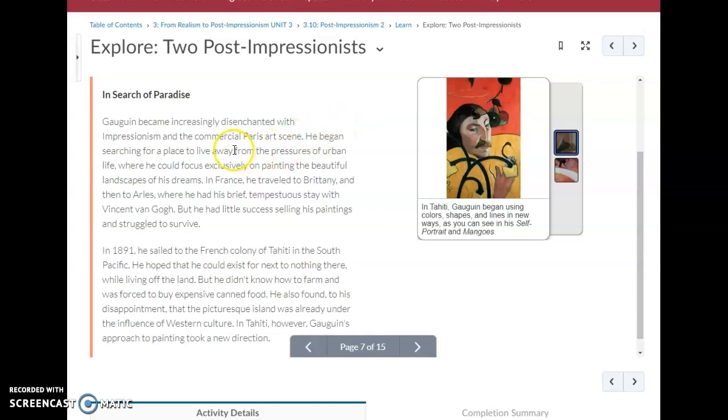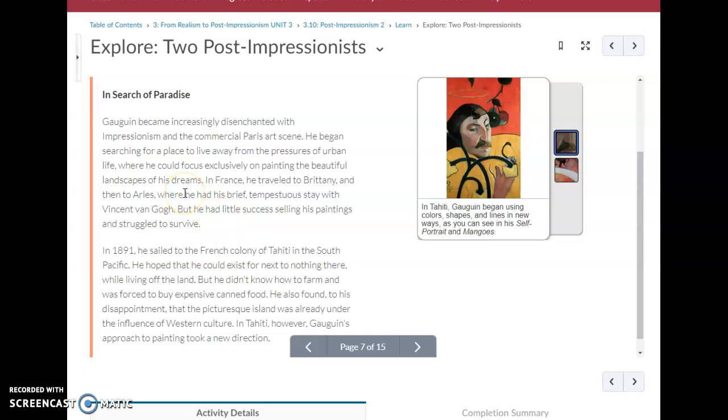So he's becoming disenchanted with Impressionism and the commercial Paris art scene, meaning he's falling out of love with that, right? He's starting to see that it's not what he thought it was, it's not how he wants it to be, and so he wants to find something else. He began to search for a place to live away from the pressures of urban life, so he wants to be out of the city, where he can focus exclusively on painting the beautiful landscapes of his dreams.